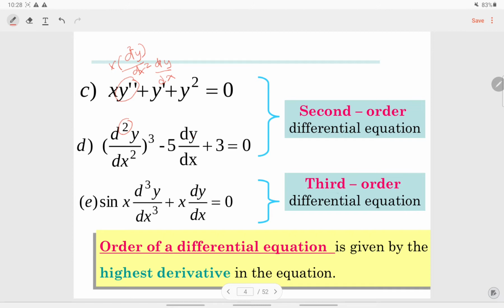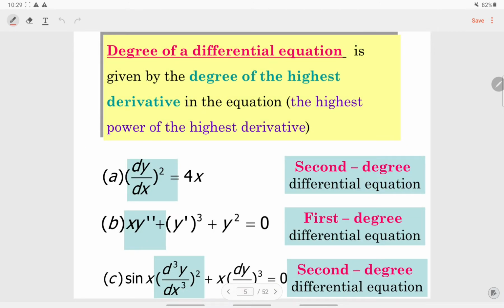For E, the third order, meaning here the highest derivative. Okay, we have power of 3 and power of 1 of the derivative. Okay, that means this is the third order differential equation. Order of a differential equation is given by the highest derivative in the equation.